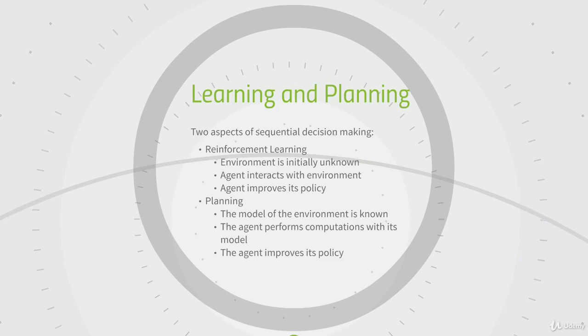So we're going to get better and better at playing the game, even though we weren't explicitly told the rules. The alternative to that is planning, where the model of the environment would be known, and this could be maybe fully observable or partially observable. So we may know the entirety of the model, we know all the rules and all the best actions, or maybe we only know some of the rules and some of the actions. And then the agent is going to perform computations with its model and use those computations to improve its policy. So this is going to be when our agent is making predictions about the future or forming beliefs about its environment so that it can choose an action that it thinks is going to maximize its reward beforehand.